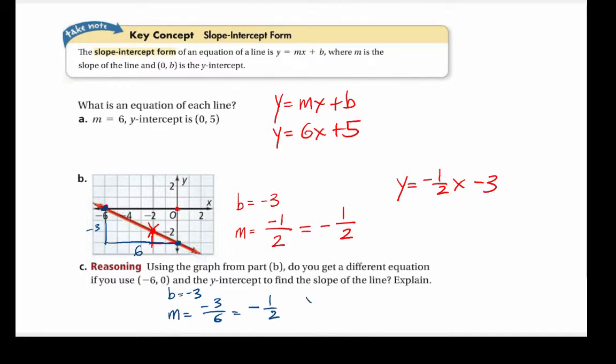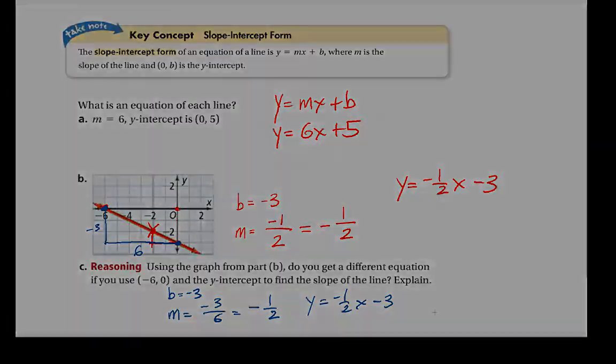So I get a y equals -1/2 x minus 3 equation, same equation. So that proves a very strong point. No matter what 2 points you pick on a line, you will always get the same slope. You will always have the same y-intercept, and you will always have the same equation.